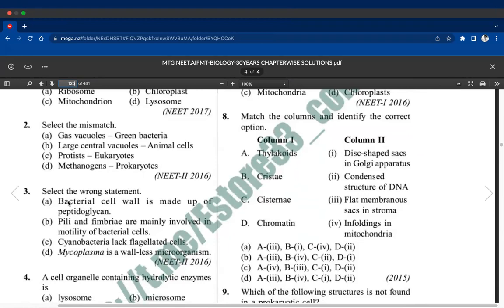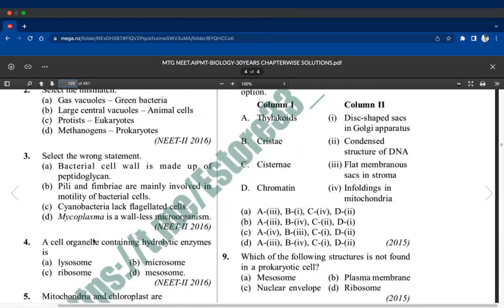Or count to 20. Let's give 20 seconds to Iram, right? The entrance exam will give you 1 minute for each question. There will be 180 questions and 180 minutes. So that's why let's give 20 seconds to Iram. Okay, read the third question, Aisha.